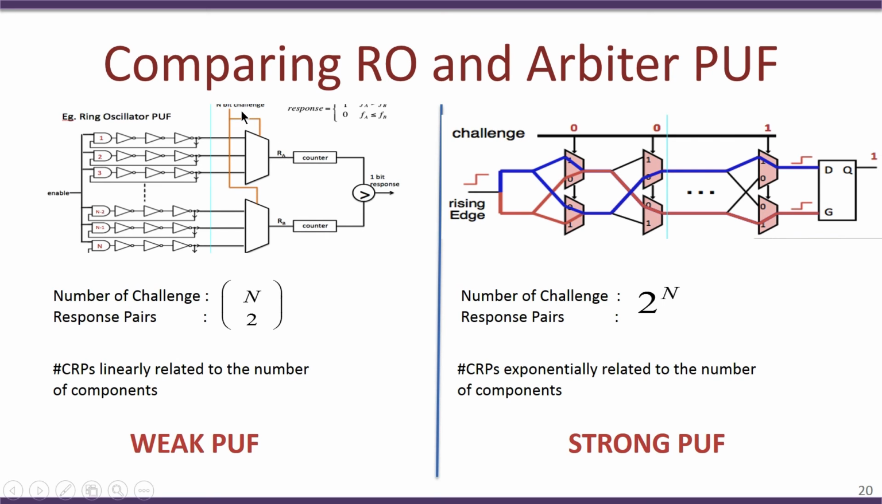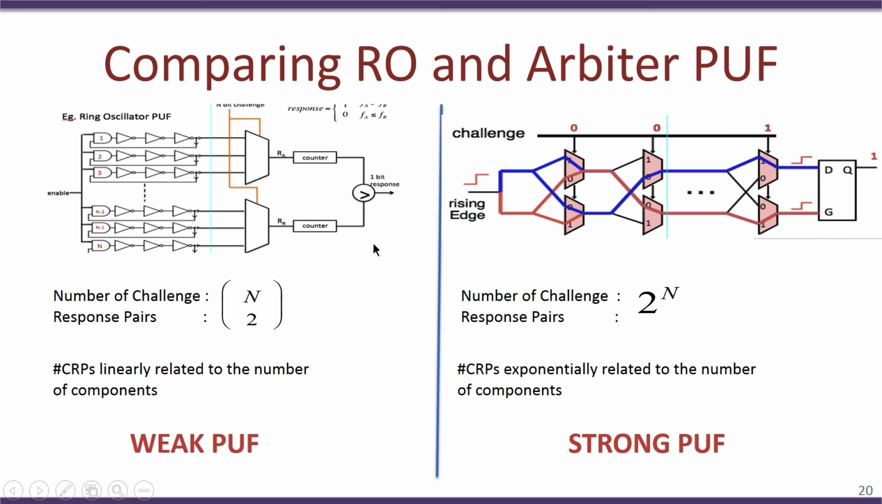So, the first thing to note is that in the ring oscillator PUF we have these two multiplexers here and an n bit challenge. Essentially the n bit challenge is choosing a pair of these ring oscillators, and therefore, the number of challenges possible is n choose 2. On the other hand, in the arbiter PUF, we are essentially using the select line to choose a challenge, and if there are n such arbiter switches present, then the number of challenges possible is 2 power n. Therefore, the number of possible challenges for the arbiter PUF is 2 power n.